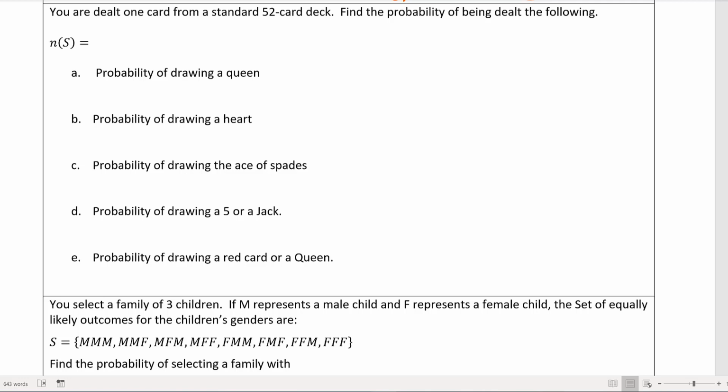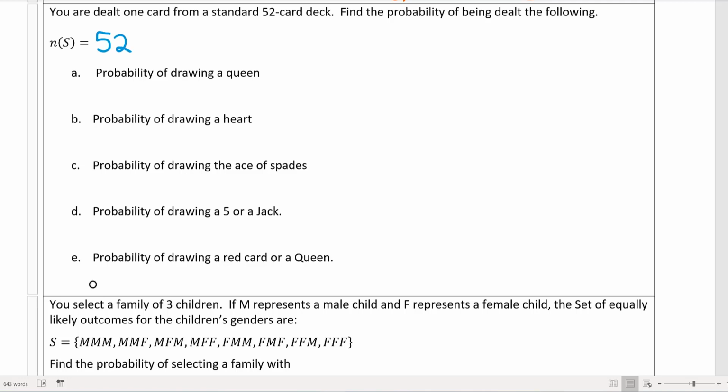Our next example uses a deck of cards. If you need some hints, you can always refer to the notes on the previous page. You were dealt one card from a standard 52 card deck. Find the probability of being dealt the following. Before we start any of these problems, we need to know what n of the sample space is. Because there's 52 cards in the deck, n of S is 52.